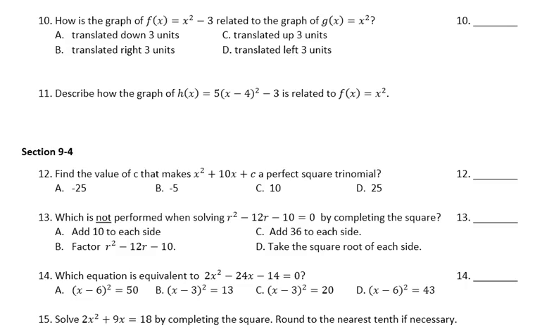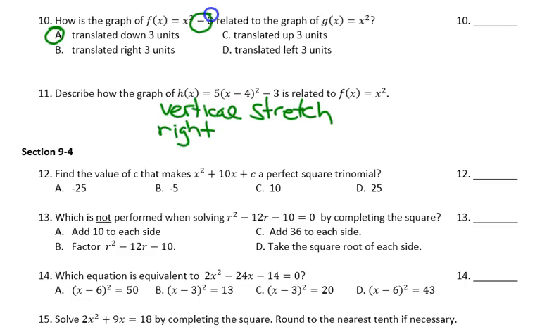Next one, very similar. How is it related to x squared? So this tells me that I have to go down 3, which is choice A. Describing this one, so out front is a vertical stretch. Right, I just go in order. Stretch. The -4 tells me, now remember when it's inside the parentheses, that's the one that's the opposite. So this is actually right 4. And the -3 means down 3.